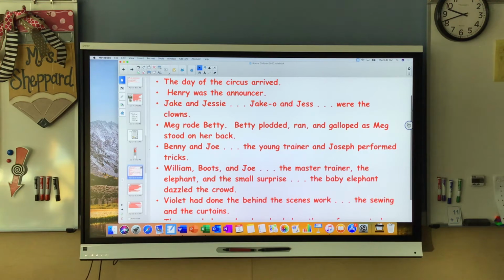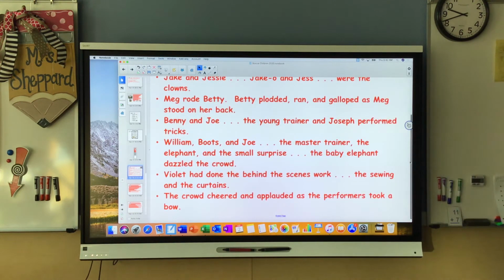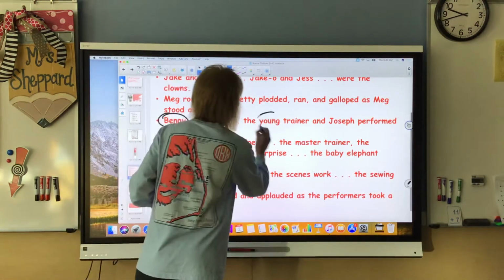Next bullet, Benny and Joe, the young trainer, and Joseph performed tricks. William, Boots, and Joe, the master trainer, the elephant, and the small surprise, the baby elephant, dazzled the crowd. Remember, Benny was the young trainer.